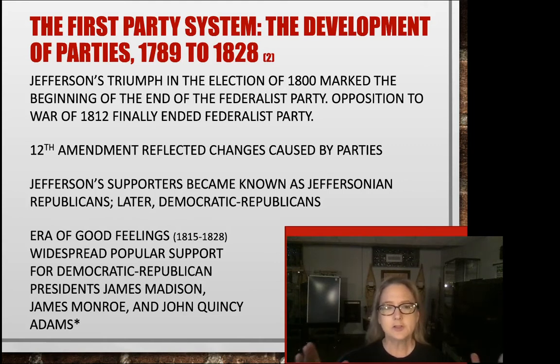But it also marked the realization that something had to change. Political parties had developed, they weren't going away, they were here to stay. Something needed to change about the way elections were done. And so the 12th Amendment was adopted, and that changed the Electoral College a little bit. It changed it to where the electors would cast two ballots, one for president and one for vice president.